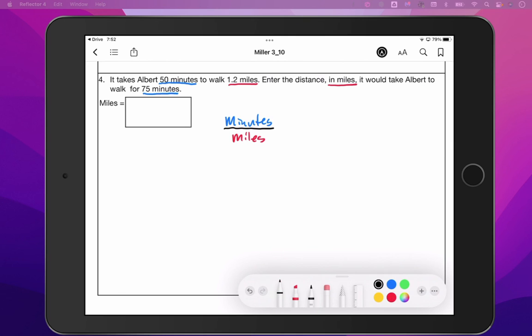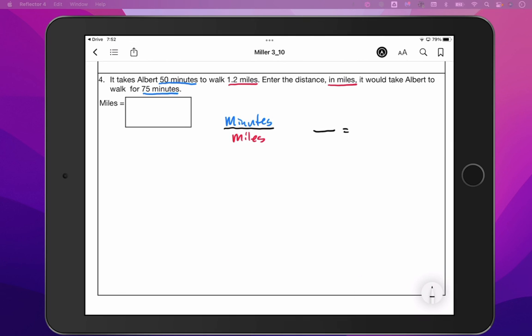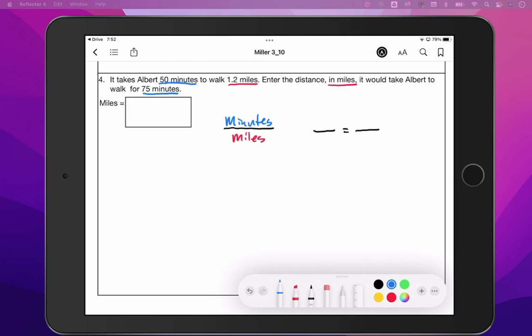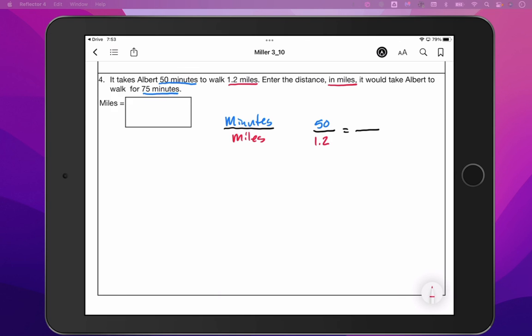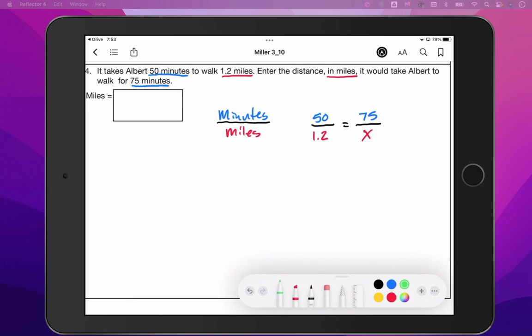And so again, we'll set up our proportion over here. And we will have, it takes Albert 50 minutes, and so that goes up there, to walk 1.2 miles. And then 75 minutes is the other one that we've got. And we are looking for how many miles he goes, and so our X is going to go down there. And as we've done consistently before, we're going to do this cross multiply and divide thing. So we were going to have 50. So funky looking 50. Let me redo that.